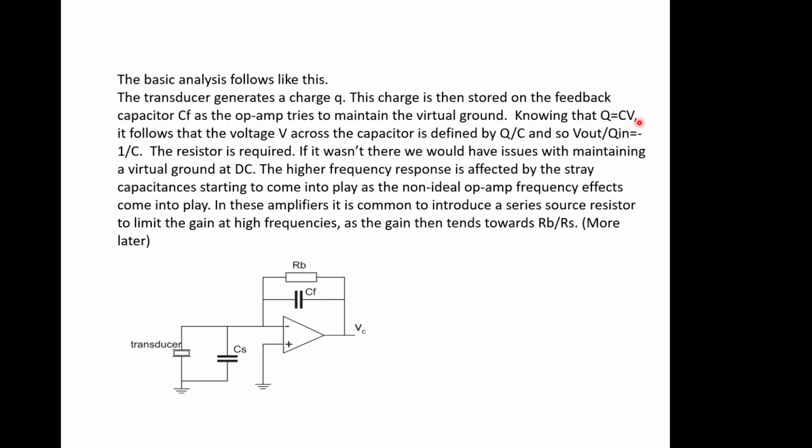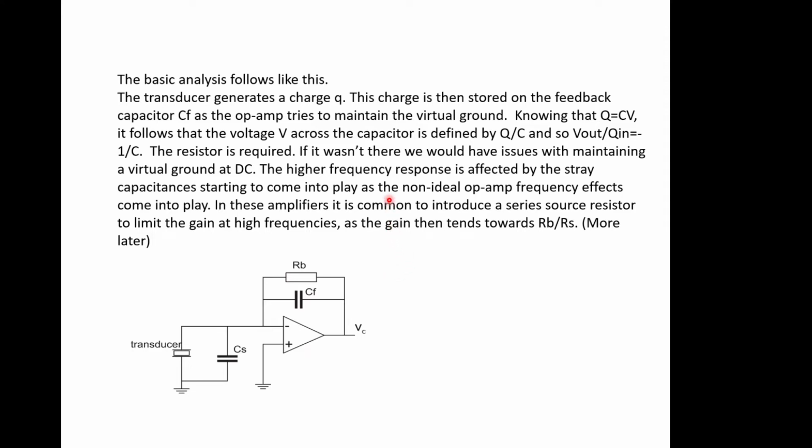So knowing that Q equals CV, which is a fundamental equation for charge equals capacitance times voltage, it follows, if you rearrange that, V across the capacitor is defined by Q over C. And so V out over Q in equals minus 1 over C. So 1 over C becomes effectively the gain factor of this amplifier, because this is an output voltage related to an input charge. So we get an output voltage related to an input charge, and the scaling factor is minus 1 over C, which is just the value of the capacitance. No frequencies involved here, remember. The resistor is required to allow the bias currents in.